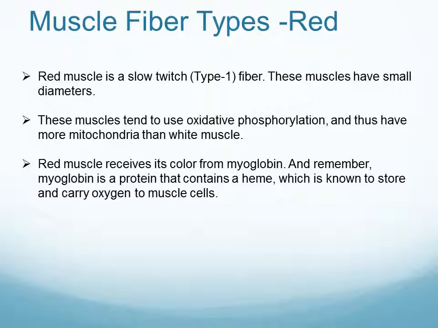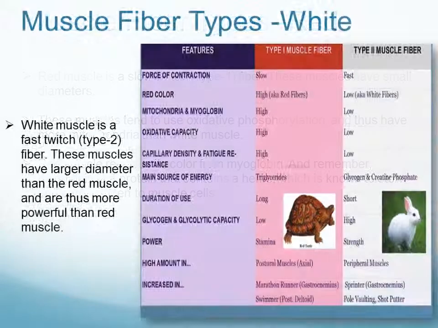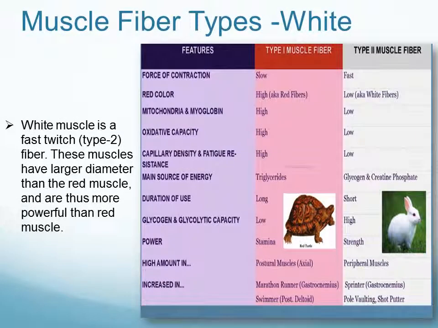I wanted to give an example of everyday red muscle that we see. If you like to eat chicken, which is our country's favorite meat, there's white meat and then there's dark meat. The dark meat would be an example of red muscle, and the white meat would be a great example of white muscle. White muscle is a fast twitch type 2 fiber.